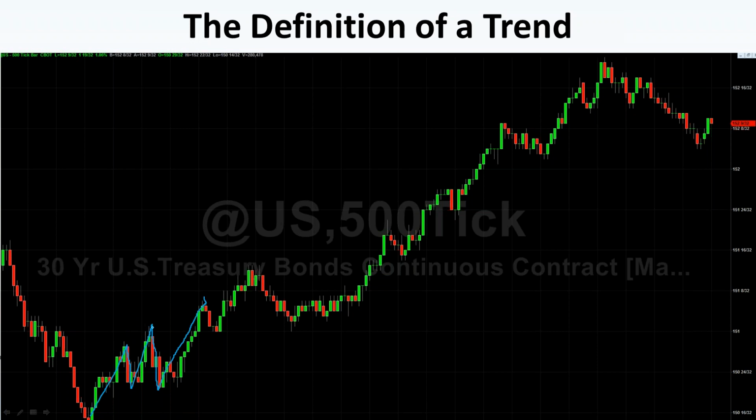And if we look at these, remember the definition of a trend, we go, this high is higher than the last high. This low is higher than the last low. So that means as of that point, you're in an uptrend. And then we continue to put in higher highs and higher lows the entire way up this trend.